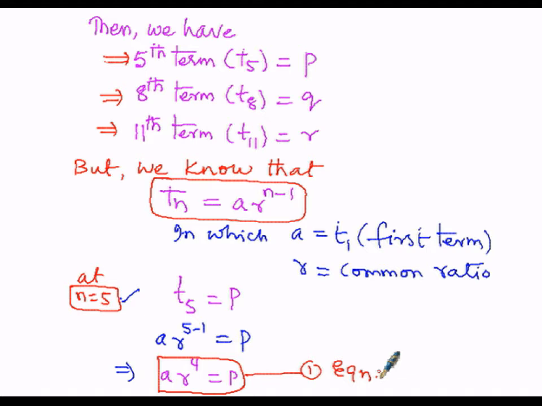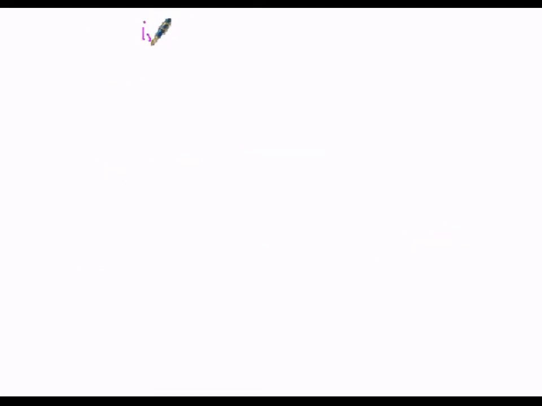Then now let us compare the second condition, that is T8 equals Q, with this general term, that is Tn equals a r to the power of n minus 1. So here the nth term Tn is equal to a r to the power of n minus 1 is the general term.